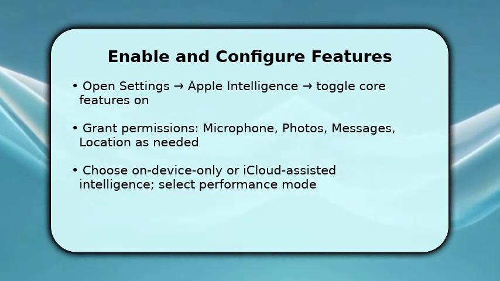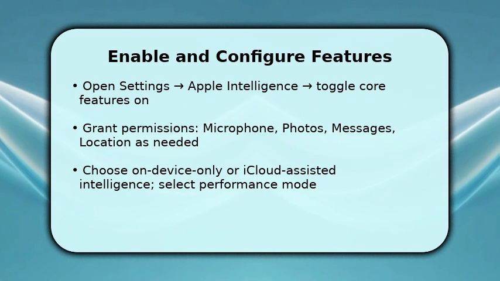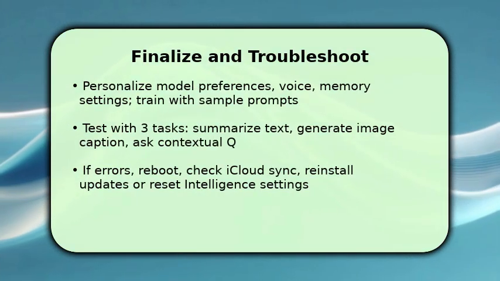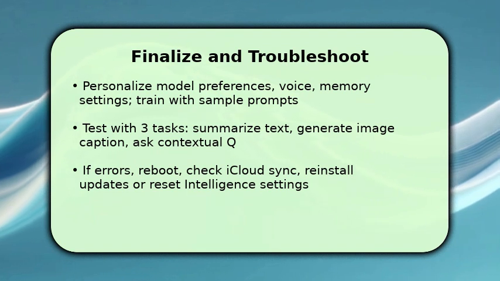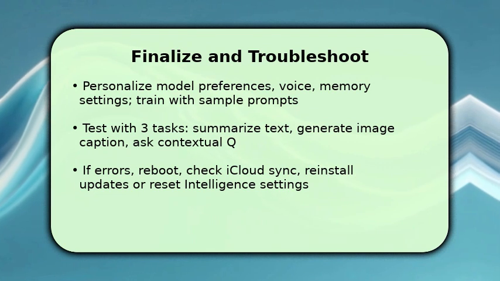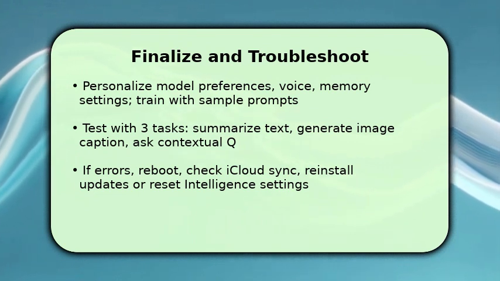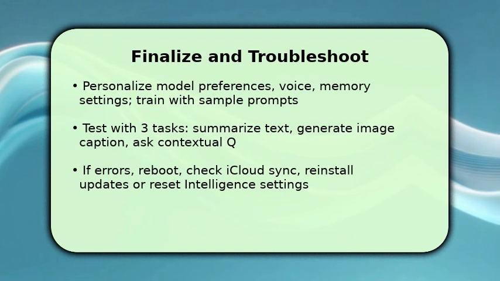This controls compute, storage, and latency. Finish by personalizing and testing Apple Intelligence so it adapts to you. Train it with a few sample prompts, set voice and memory preferences, and run 3 quick tasks. Summarize an article, caption a photo, and ask a contextual question. Observe latency and accuracy, tweak performance or privacy settings if needed.